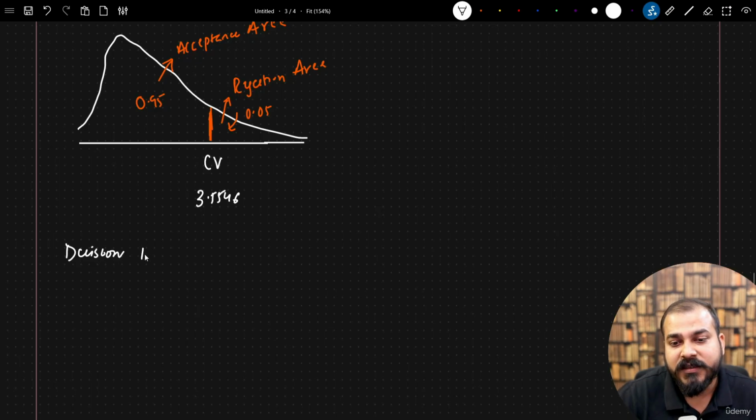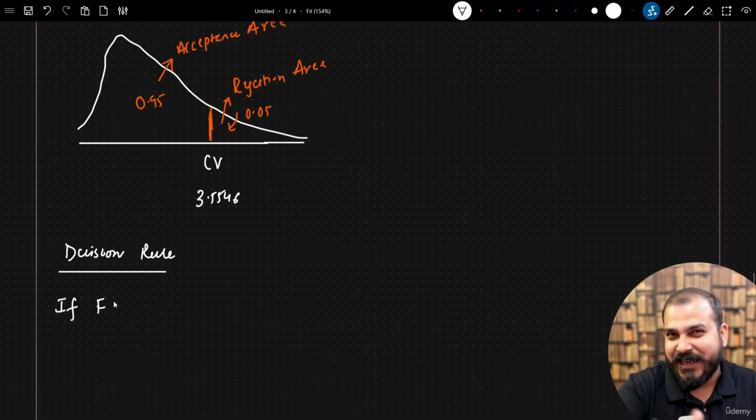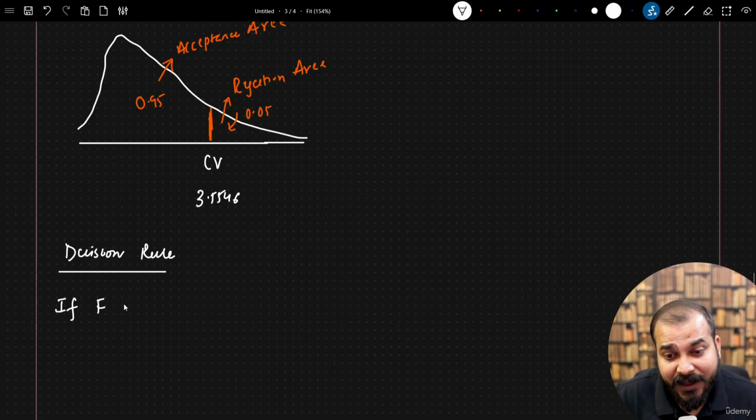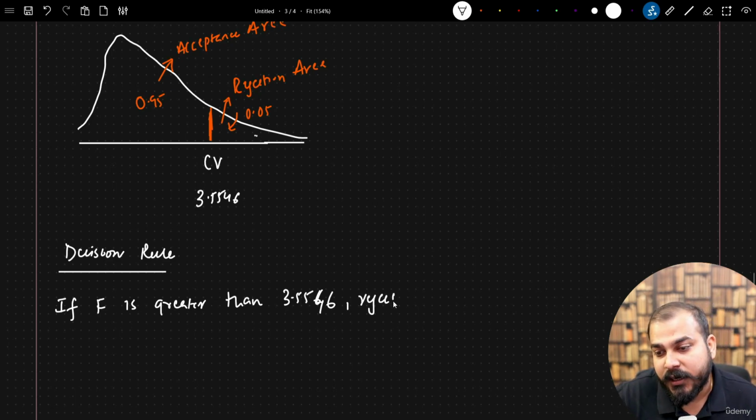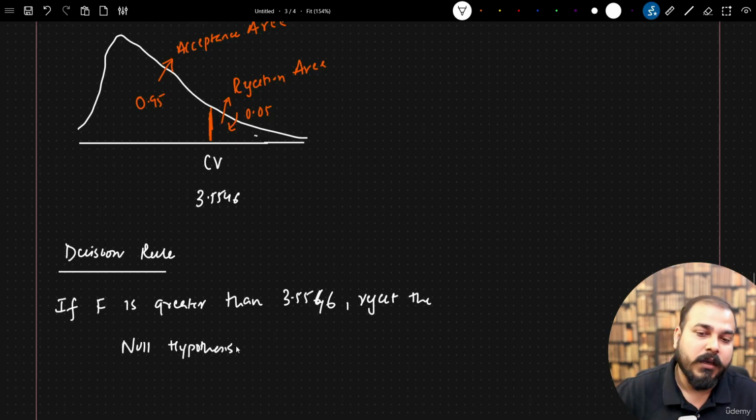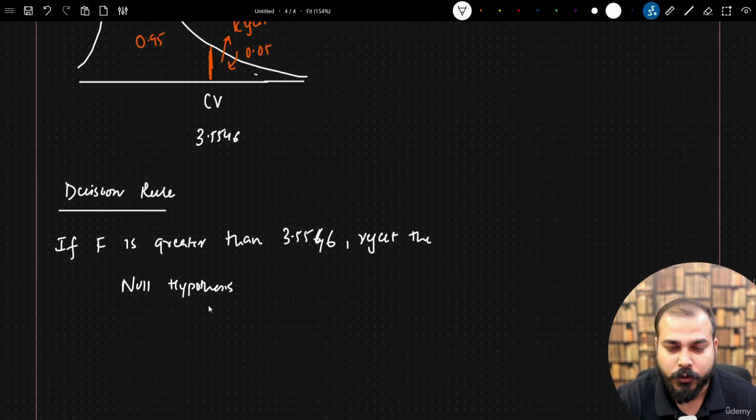Now the decision rule basically says that if my F calculated value, the F test statistic I'm going to apply, is greater than 3.5546, then it falls in this region, right? So what we do is reject the null hypothesis. Very simple. We reject the null hypothesis. That is what we are basically going to do.